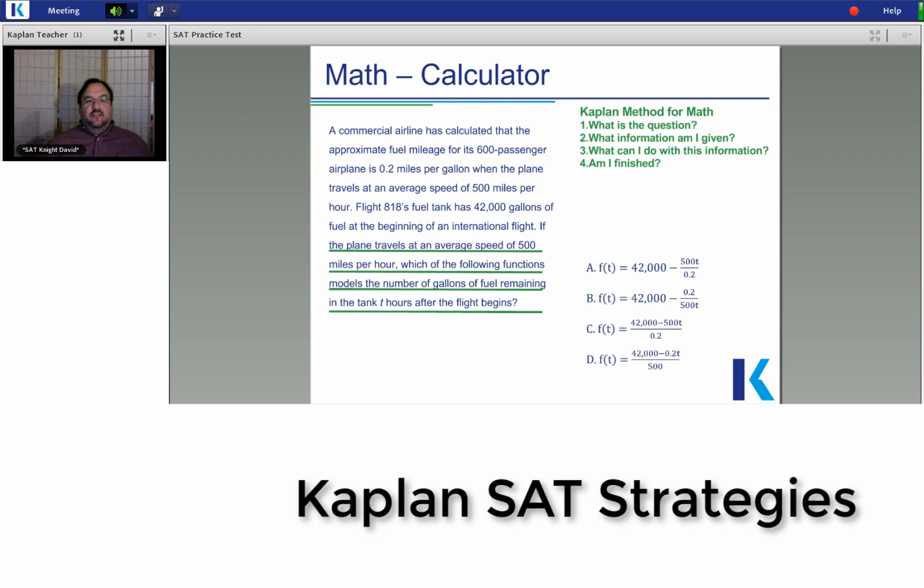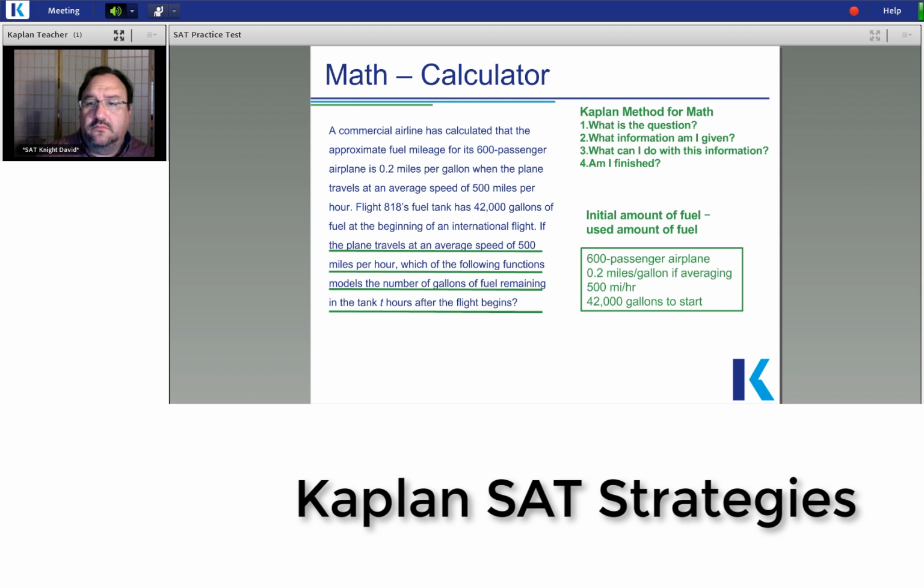It's that last sentence. If the plane travels at an average speed of 500 miles per hour, and so on. That is the actual question, okay? So that's what we need to be focusing on. Now, they just want to know the initial amount of fuel minus the used amount of fuel. That's what we're trying to figure out. Now they give us all of this information. Right off the bat, is there any of that information that's useless? Anything useless in that?